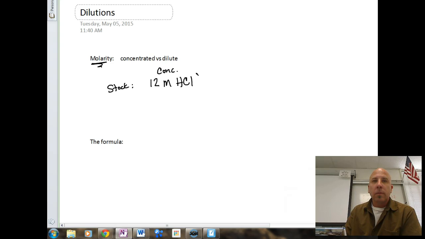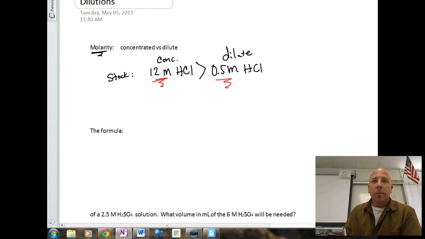Now this would be much more concentrated than, let's say, a 0.5 molar solution of HCl. So we would call this dilute. It has less hydrogen ions and chloride ions in it, where the 12 molar has more. So that's really how we tell the difference between concentrated and dilute, is just that value of the molarity there and there.